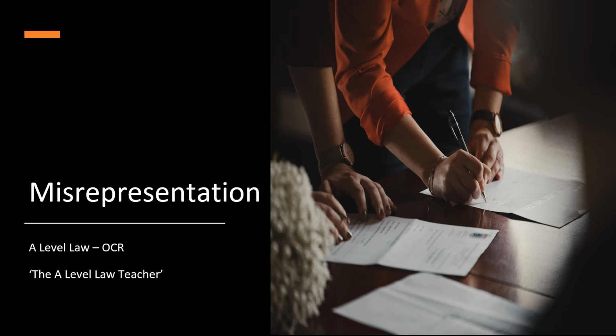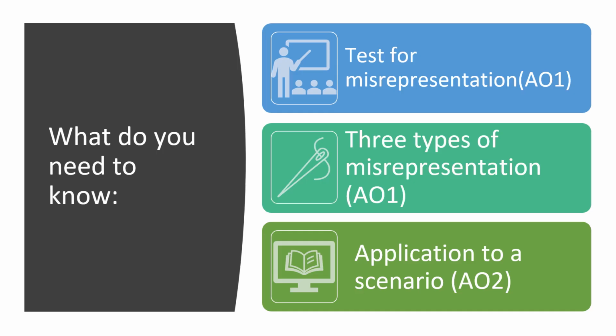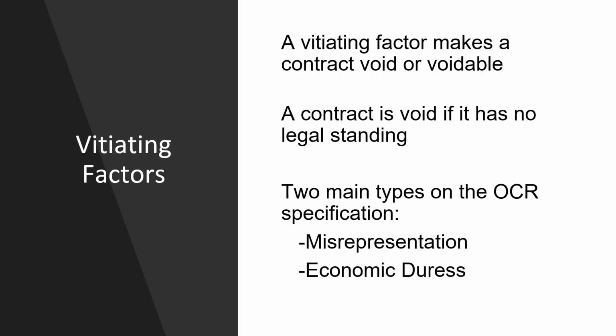Hello and welcome back to another video on misrepresentation under the contract law unit for OCR. What we're going to cover today is the test for misrepresentation, the three types of misrepresentation and how to apply this to a scenario. So misrepresentation is a vitiating factor which makes a contract void or voidable.